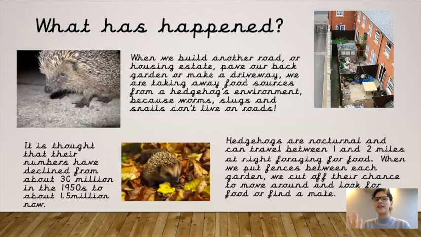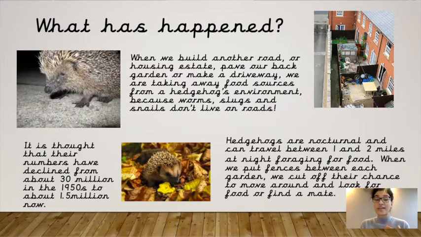So what's happened? When we build another road or housing estate, pave our back garden or make a driveway, we are taking away food sources from a hedgehog's environment because worms, slugs, and snails don't live on roads. So in today's day and age, we have so many roads around us. We're very lucky to be able to get around as easily as we do. But building a road means that we've then taken away a hedgehog's natural environment, and we've taken away a big food source of the hedgehog. We don't really think about that, do we?